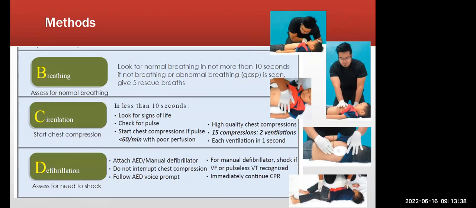Okay, then C, circulation. At this time, we need to start chest compression. So before we start, we need to look for a sign of life and check for the pulse. So if the pulse is less than 60 beats per minute, or there's no pulse, cardiac arrest, pulseless, we need to start the chest compression. So chest compression needs to be done in a ratio of 15 compressions to 2 ventilations, and each ventilation is over 1 second.